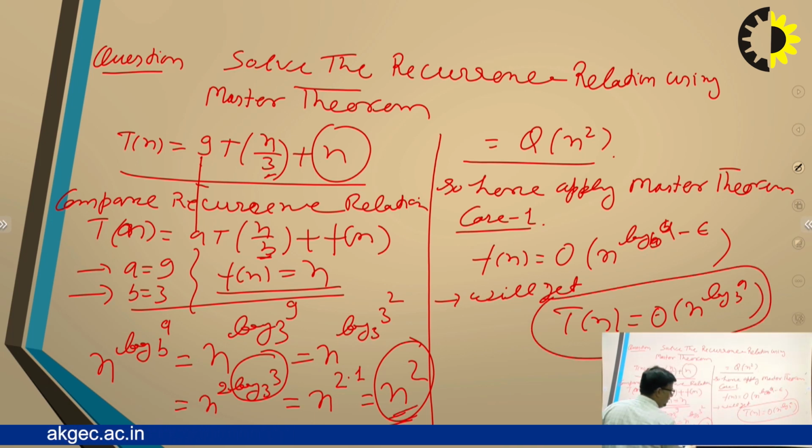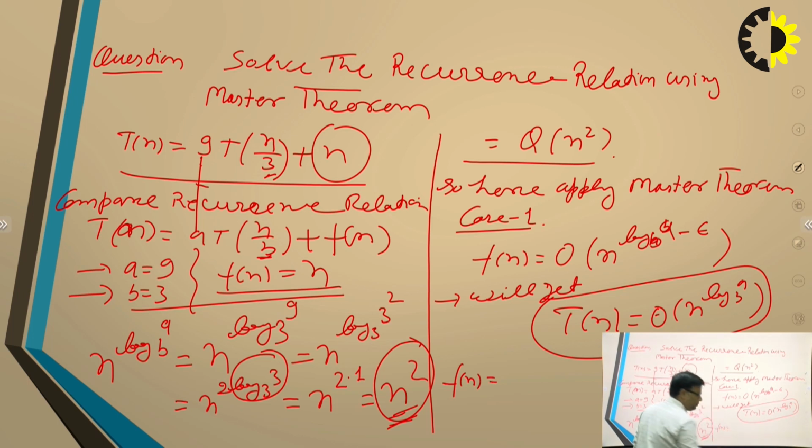So here this is the n square. Then Fn is equal to n, and n to the power log a base b with 9 and 3 gives n square, minus 1 is equal to n. Then this is case first.